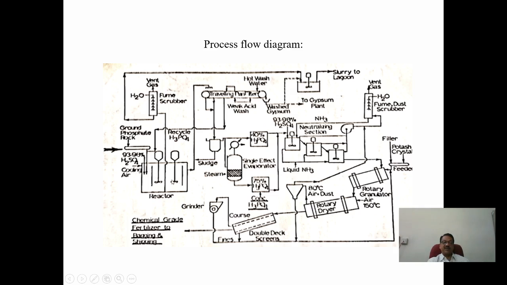This is an exothermic reaction. Heat is evolved and overheating of the reactor occurs. To eliminate that heat of reaction, cooling air is blown across the reactor. And here the reaction takes place and a mixture of phosphoric acid and hydrated calcium sulfate is formed.